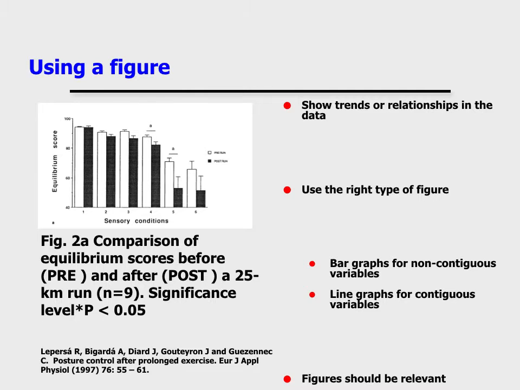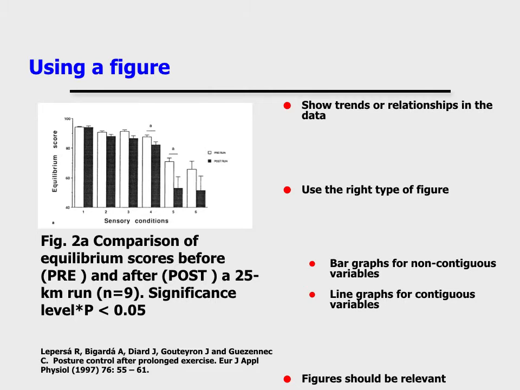So you're really using a nice figure here to show how the pre-run and the post-run relate to one another in each sensory condition and the trend throughout the sensory conditions 1 through 6. So this is a nice way of using a bar graph. Figures should always be relevant, and we can also use line graphs if we want for a contiguous variable.